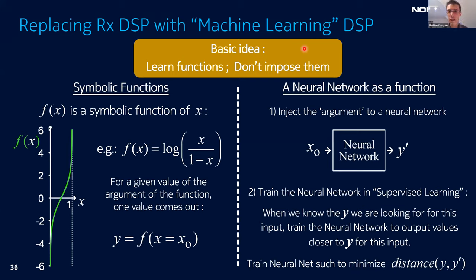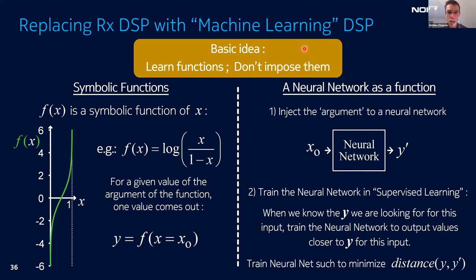And the idea of using a neural network as a function is we inject the argument of a function to a neural network, and we look at what's coming out. And in supervised learning mode, we basically train and tweak the neural net when we know what we're looking for, again, in training mode, not in inference mode. When we know what we're looking for, we can train the neural net to output values closer to y for this given input argument. And therefore we train to minimize some distance. I'm not defining the distance here, to minimize some distance such that the neural net acts as a function.